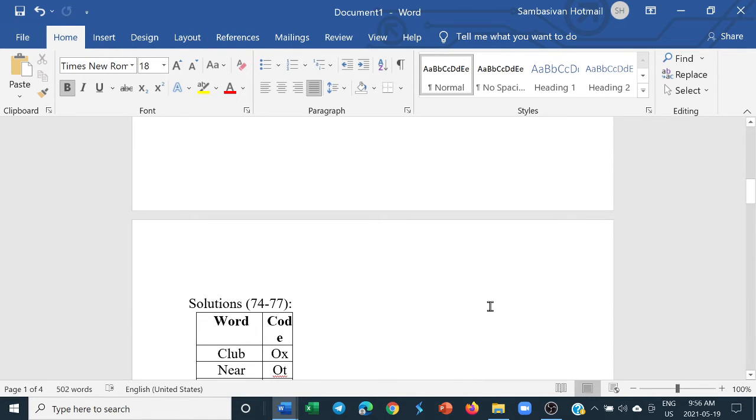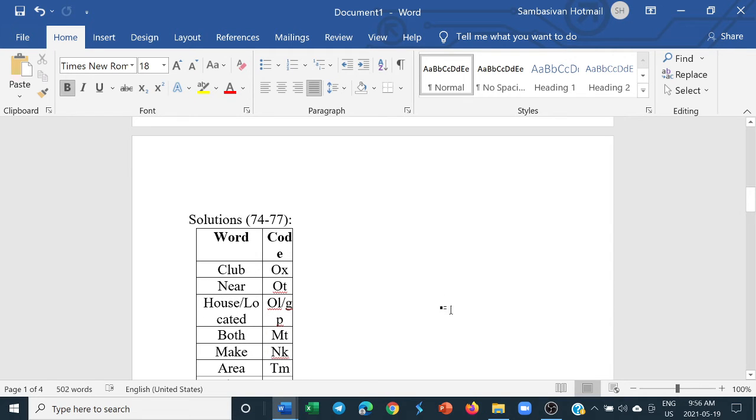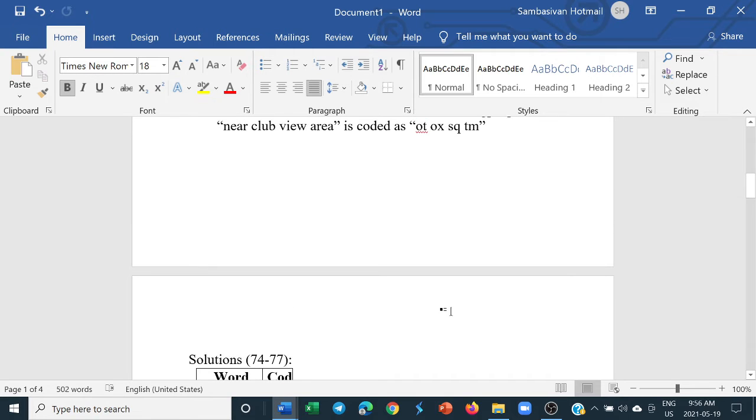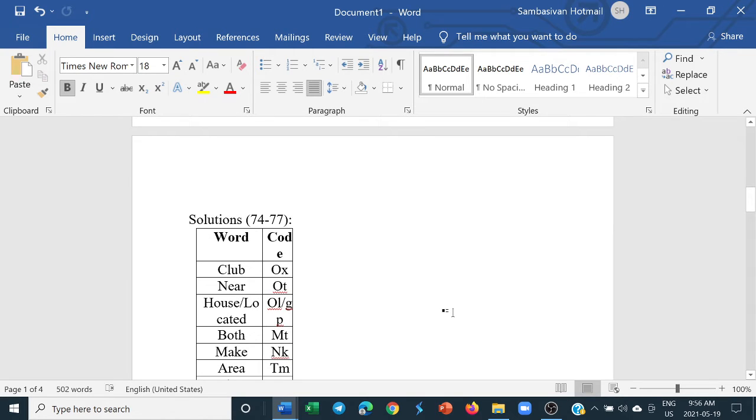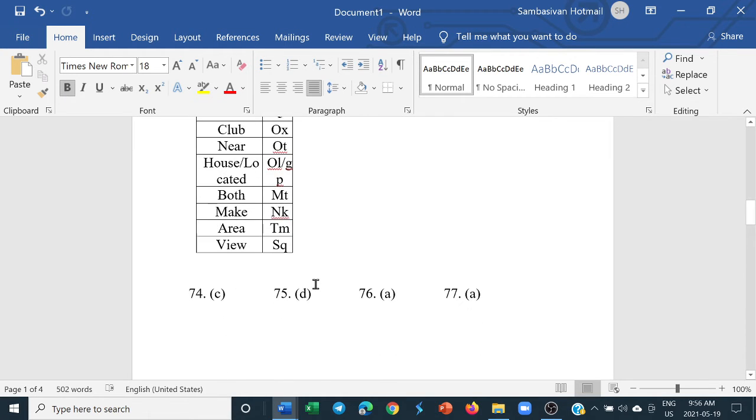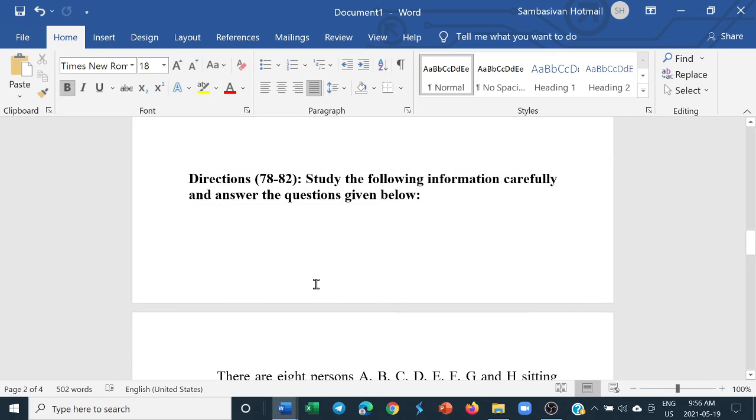Of course, this is among the coding and decoding questions that are being asked now. This is supposed to be very easy. But even here, there are some confusions regarding club and near. But they are not worried about that. They are not asking in the question, so we need not bother about this. Now we will move on to the next question.